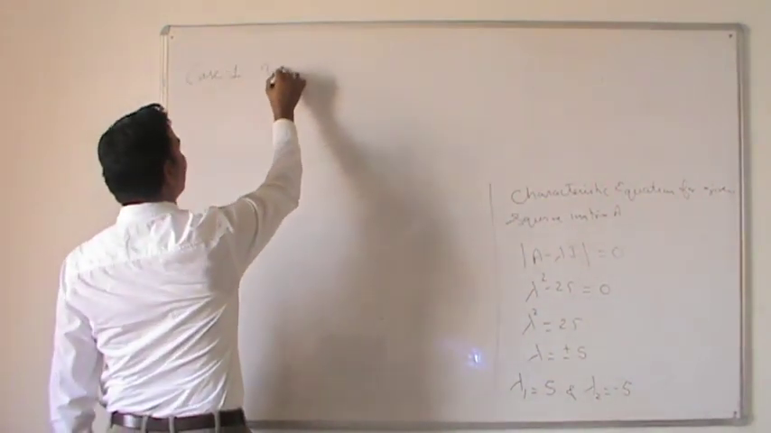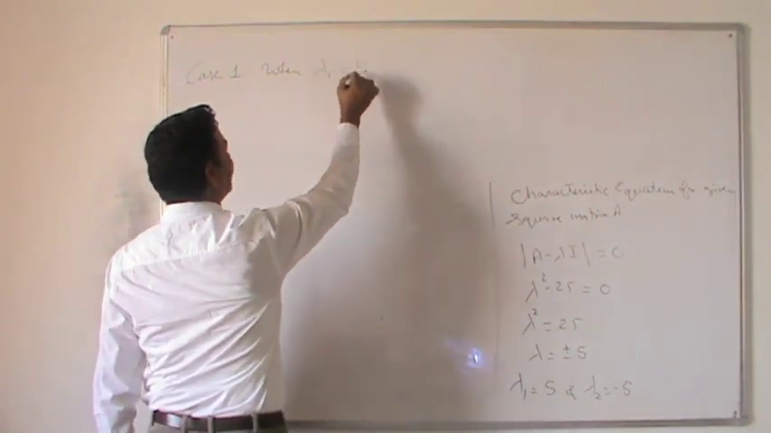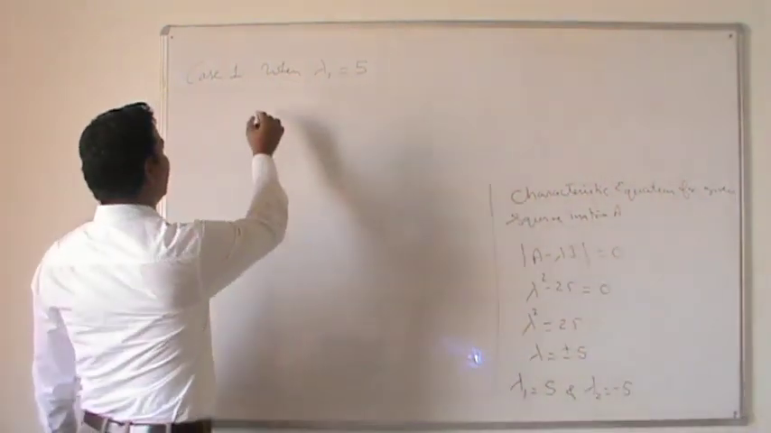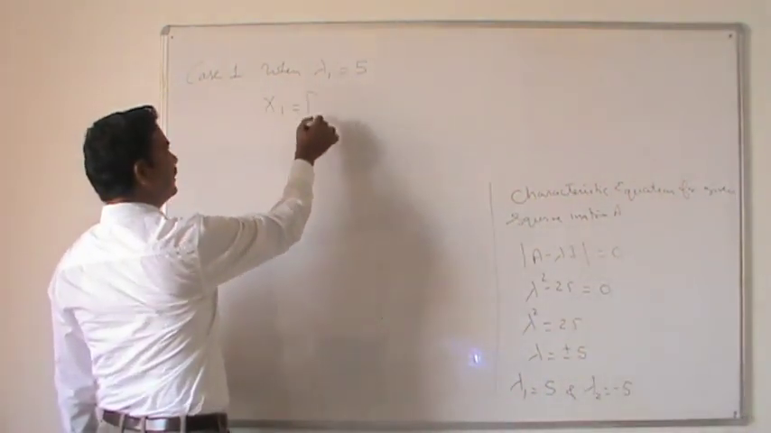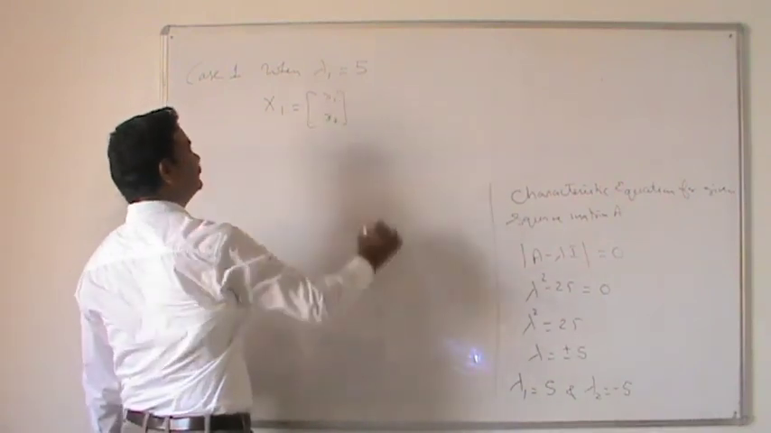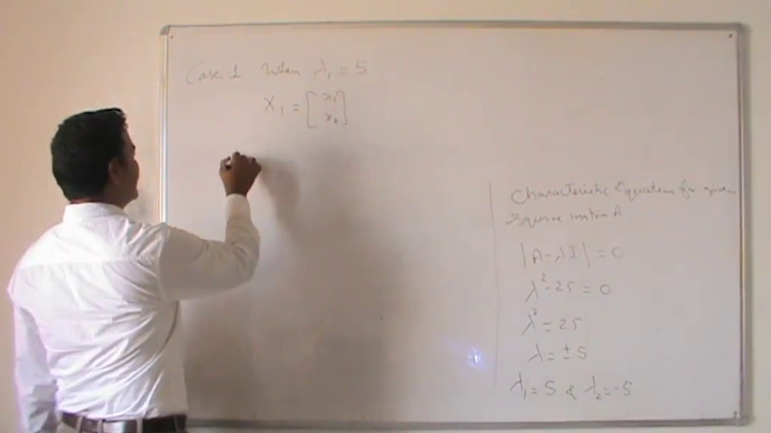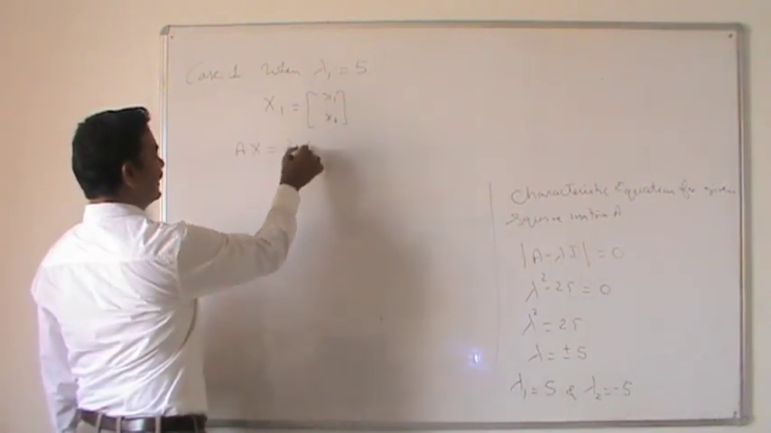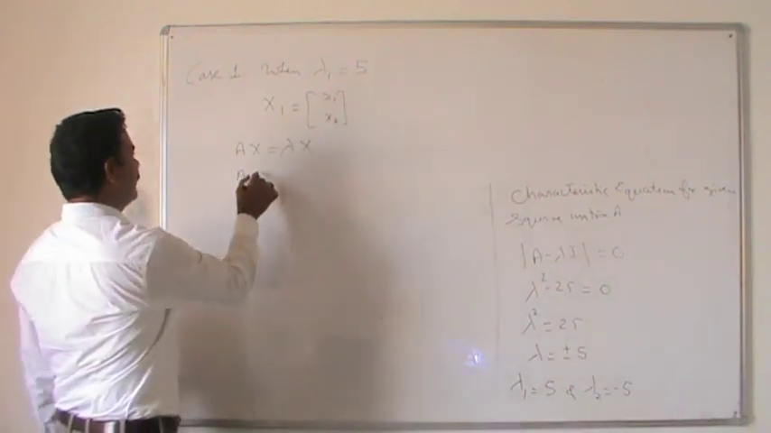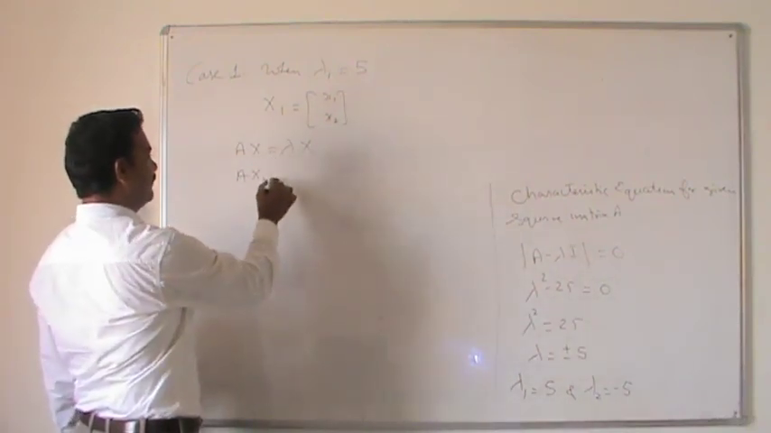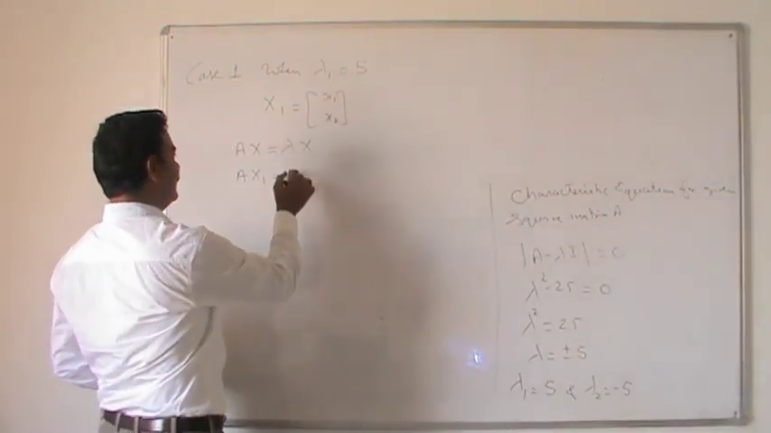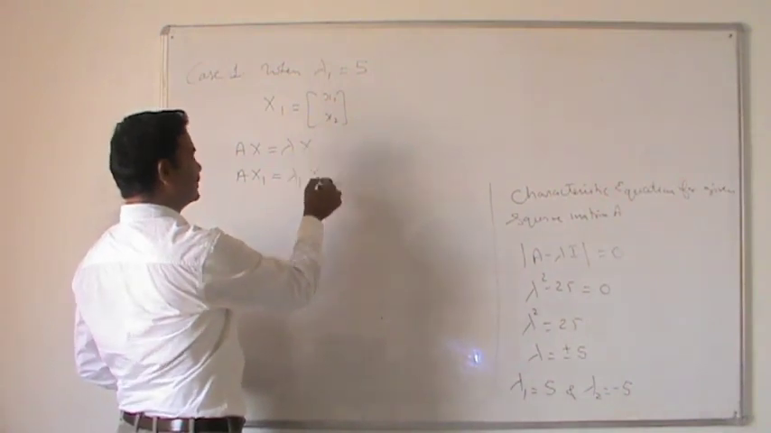In case 1, when lambda 1 is equal to 5, the first eigenvalue is lambda 1 equal to 5. Let us consider the eigenvector X1 corresponding to eigenvalue lambda 1 equal to 5, with entries x1, x2. As we know, Ax is equal to lambda x, this is universal. So we replace x with X1 because we have our first eigenvector, which we represent by capital X1. And instead of lambda, we write lambda 1. This is our first eigenvalue.